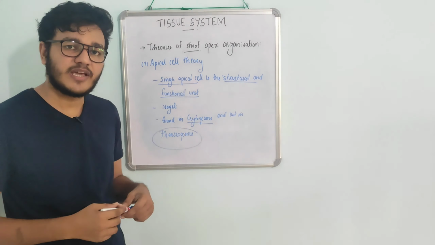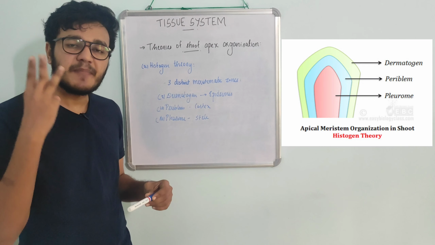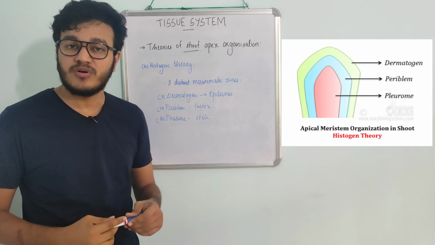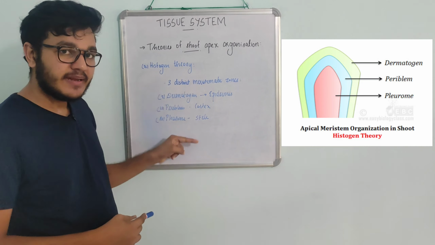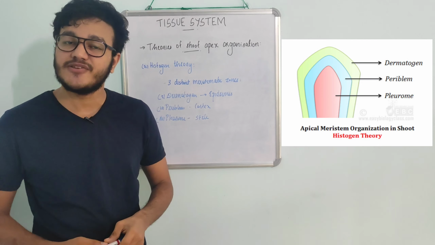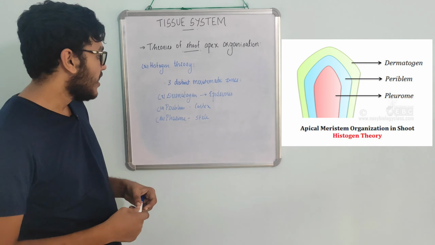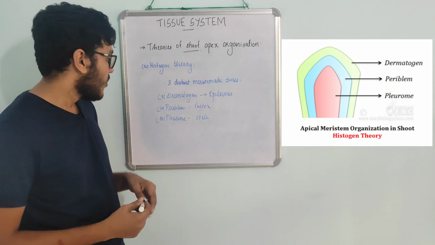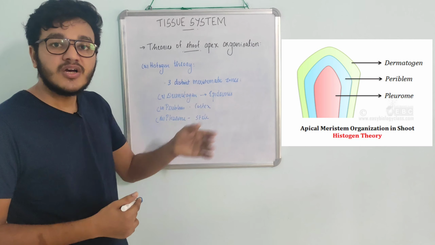Now let's focus on the second one, the histogen theory. According to this theory, there are 3 distinct meristematic zones in the shoot apex. The first one is termed dermatogen, the second one is periblem, and the third one is plerome. These 3 distinct meristematic zones help in the formation of further permanent tissues in the shoot apex of a plant. Dermatogen is a meristematic zone which develops into the epidermis of a shoot.